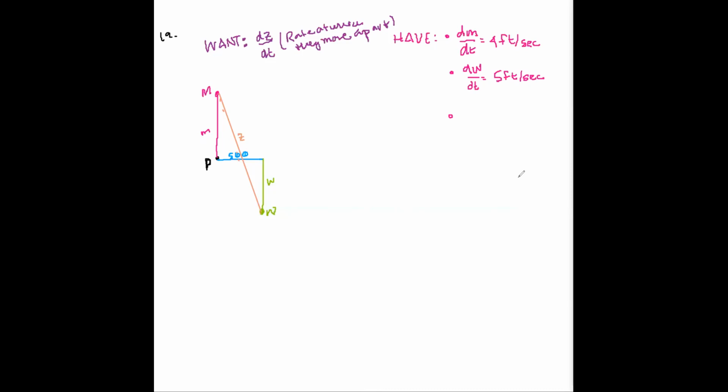All right. So we have 5 feet a second times 15 minutes, but also times 60 seconds a minute. So there's 900 seconds in 15 minutes, times 5 feet per second. So we know that W is equal to 4,500 feet.